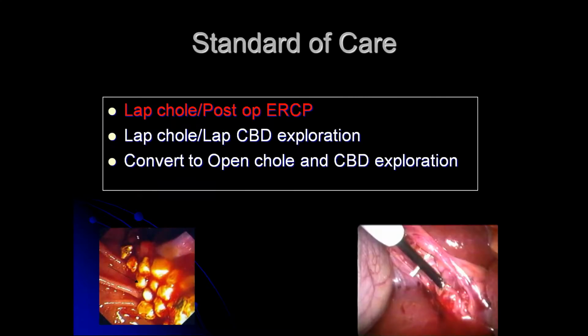Next slide. In that case, the options are as follows. The standard of care, of course, is either you can complete the lab chole and send the patient for post-op ERCP, or you can proceed with laparoscopic exploration of CBD, or even consider converting to open procedure and go for open CBD exploration. All the three are acceptable procedures, but of course the commonest method is lab chole and post-operative ERCP.